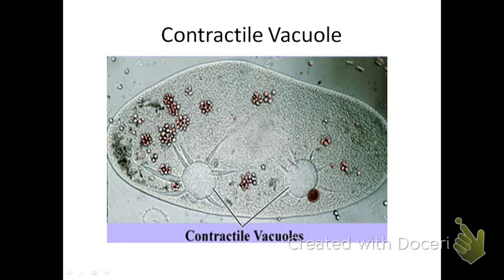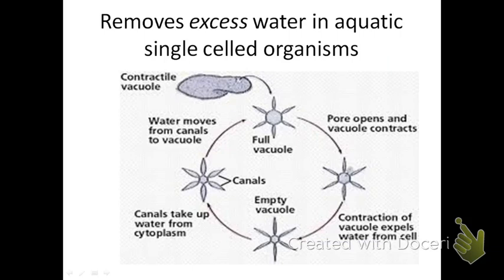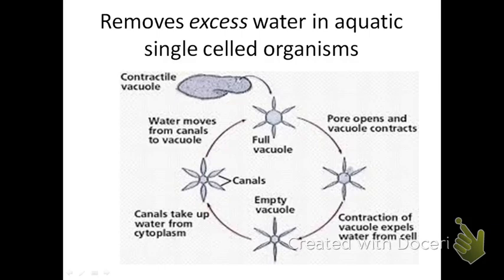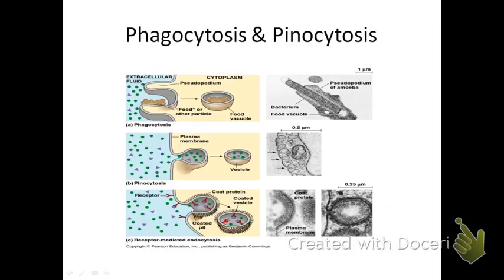And you've got various types of these things like food vacuoles, contractile vacuoles, and central vacuoles. A contractile vacuole is going to help to remove excess water in aquatic single-celled organisms. You can see the little vacuoles there. They're going to remove that excess water. So look back through this, and we will continue on with part 2 of this very soon.